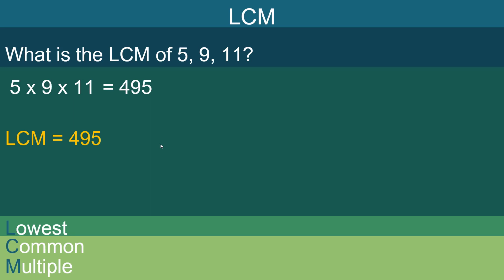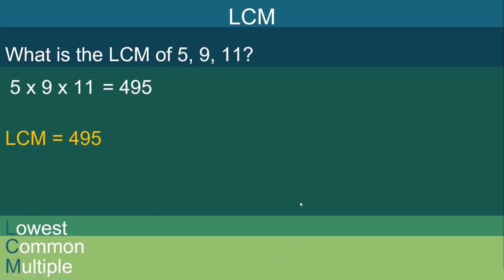If you do not know how to multiply by 11, please do check out my video on multiplying two-digit numbers by 11. So the LCM is 495. So if there are no common factors, the LCM will be the product of the numbers.